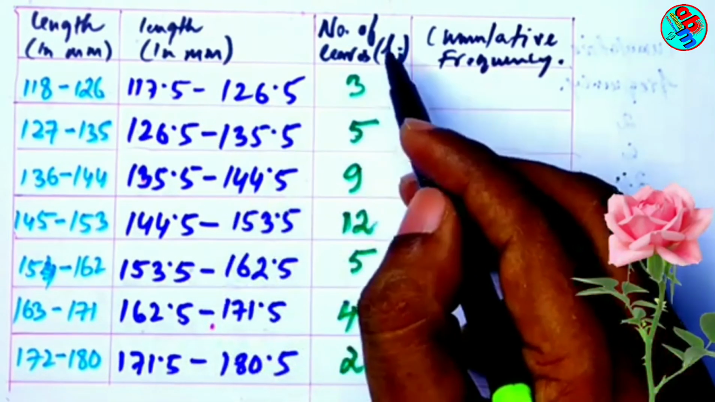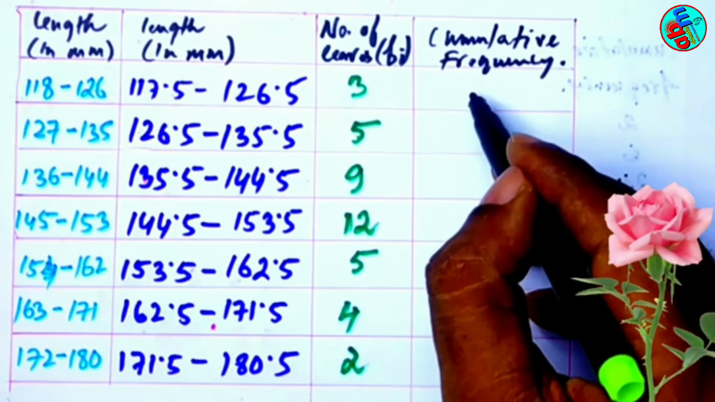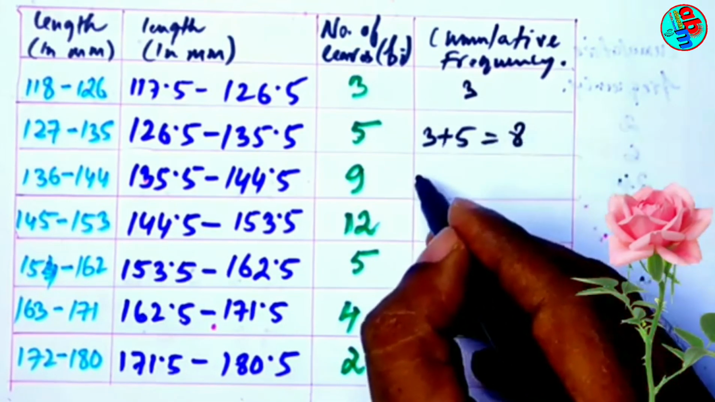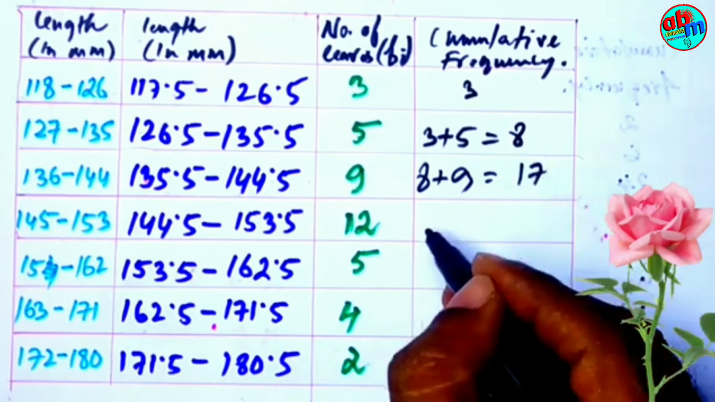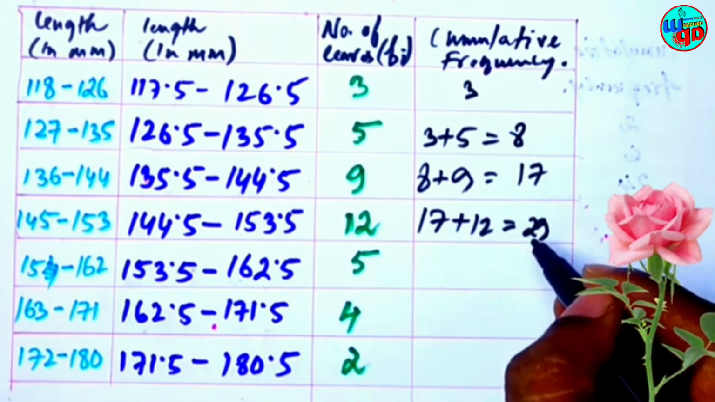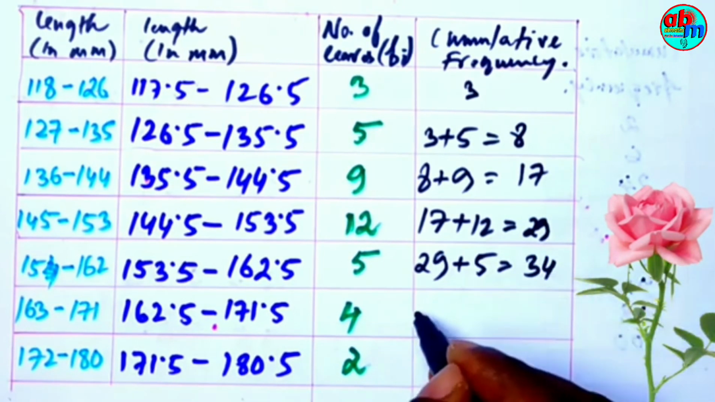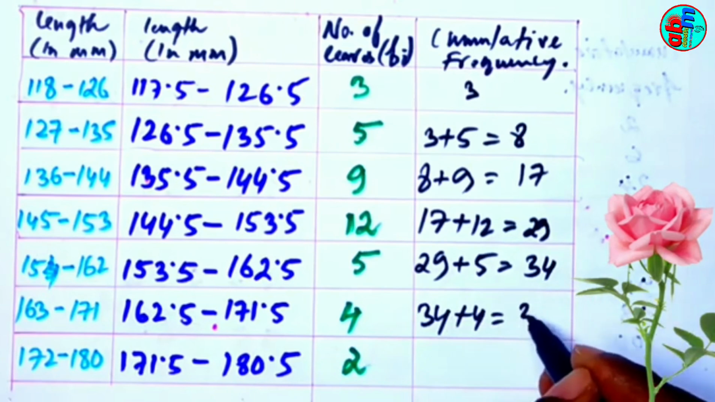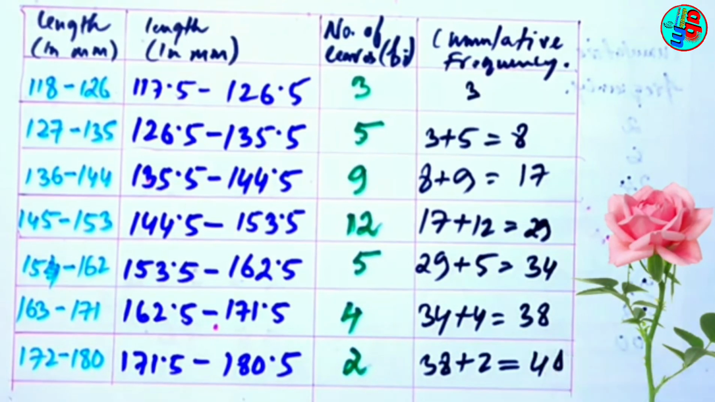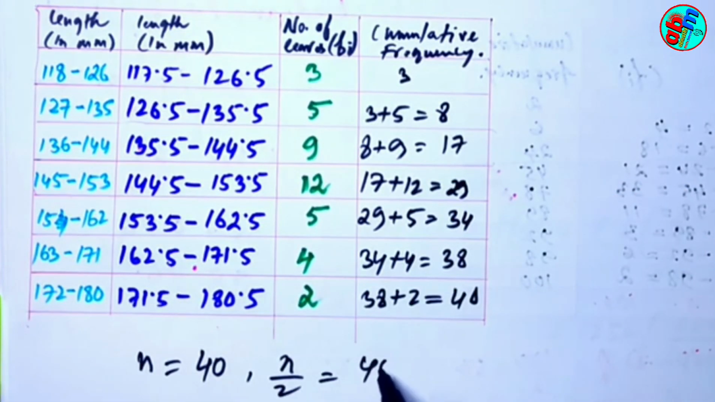We have the number of leaves fi: 3, 5, 9, and so on. So we made the cumulative frequency table. 3 plus 5 is 8. 8 plus 9 is 17. 17 plus 12 is 29. 29 plus 5 is 34. 34 plus 4 is 38, plus 2 is 40. So it can be observed that here n is 40. So we find n by 2, which is 40 by 2, which is 20.